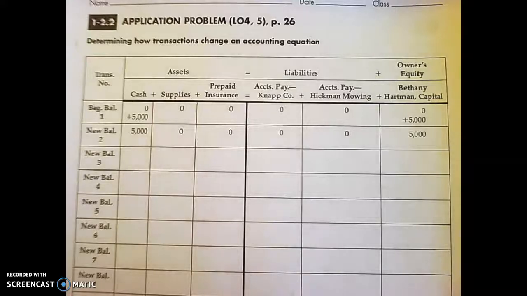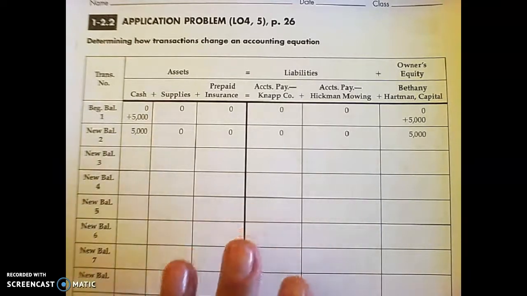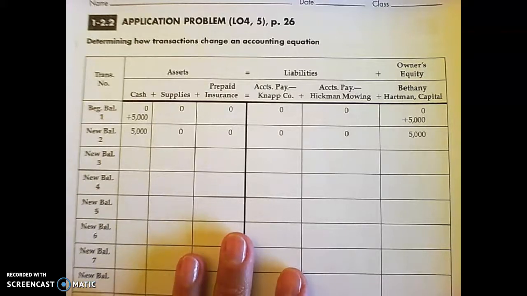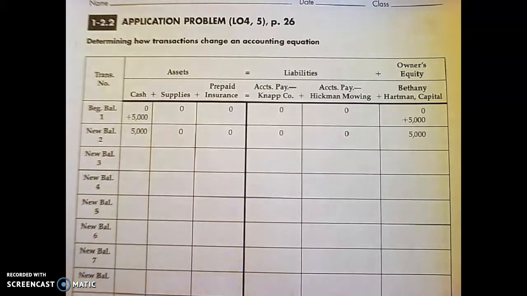All right, this application problem is on page 26 in your textbook, and it's on page 15 in your workbook. This is how we will be set up for this chapter and how we will be writing in our pluses and minuses also for the next chapter as well. The instructions on page 26 say Bethany Hartman is starting Hartman's Lawn Service, a small service business. Hartman's uses the accounts shown in the following equation. Use the form in your working papers to complete this problem.